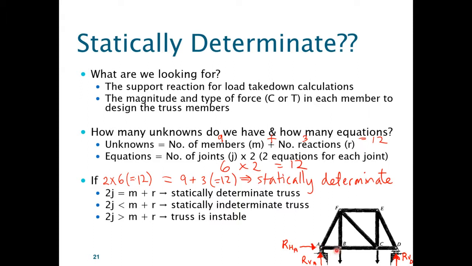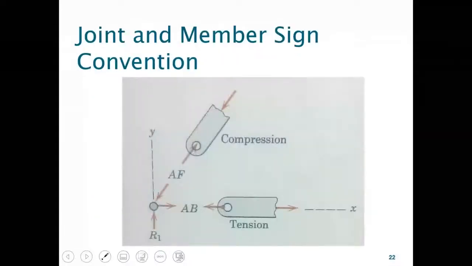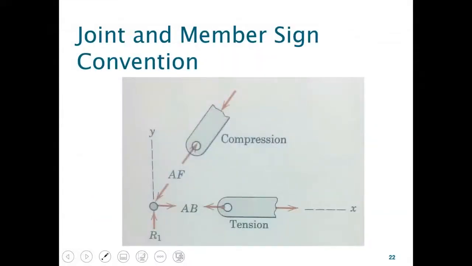So it's unstable. It's not a structure at all. It's a mechanism, actually, if it's unstable. Mathematically we can tell if it's unstable, but also intuitively we should know if it's unstable when we look at the system that we have. Obviously we can't have that, it's not a structure, it's unstable, and therefore it's going to end up failing, which as a structural engineer you cannot have happen.